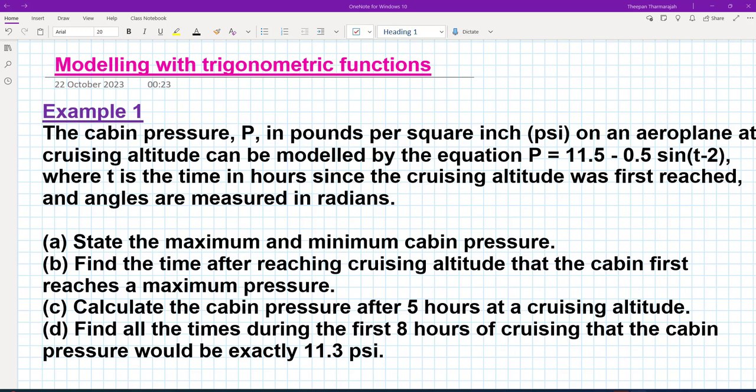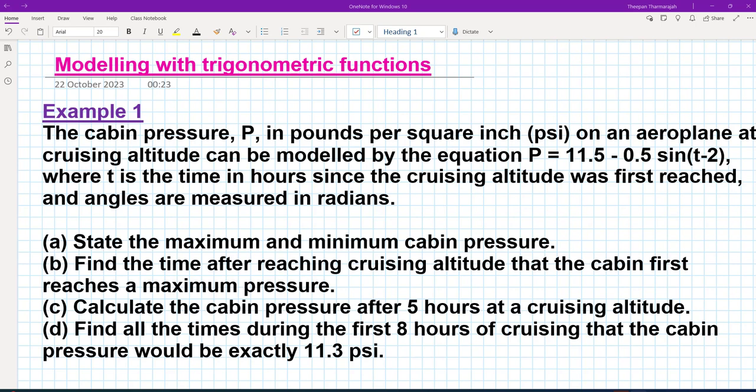In this video, we're going to look at modelling with trigonometric functions. Example 1 says the cabin pressure P in pounds per square inch, psi, on an aeroplane at cruising altitude can be modelled by the equation P equals 11.5 minus 0.5 sine (t minus 2), where t is the time in hours since the cruising altitude was first reached and the angles are measured in radians.